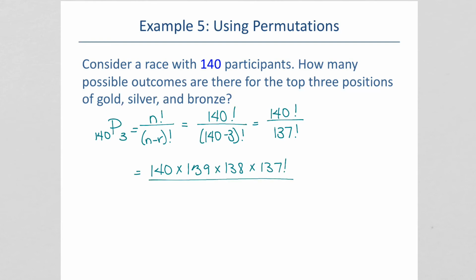And I'm stopping at 137 because I know that they will cancel out. And so we just have 140 times 139 times 138. That's a big number. 2,685,480 possible ways the top 3 spots could be awarded.